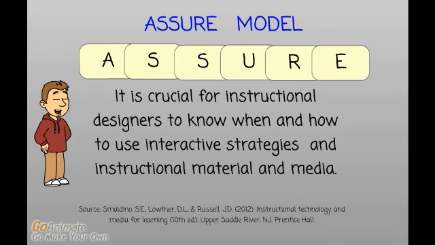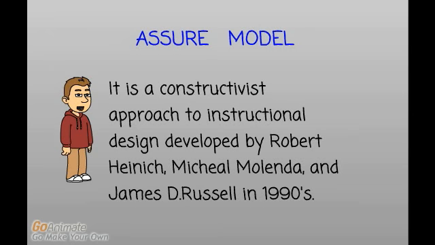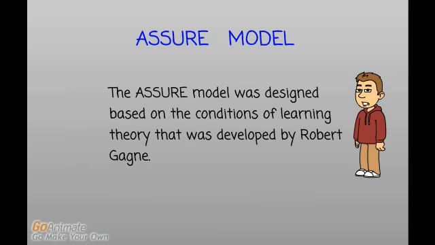It is crucial for instructional designers to know when and how to use interactive strategies and instructional material and media. The ASSURE model is an instructional design process used to help us effectively integrate technology into our instruction or lecture. It is a constructivist approach to instructional design developed by Robert Heinich, Michael Molenda, and James D. Russell in the 1990s. The ASSURE model was designed based on the conditions of learning theory that was developed by Robert Gagne.